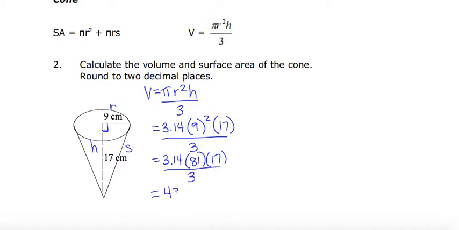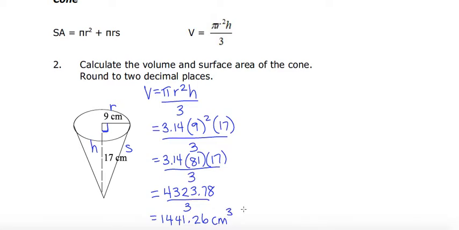If you wanted to simplify your numerator and then divide by 3, you can do that as well. So your final answer will be 1,441.26. So you can go right from this third step to the last step, or you can show this intermediate step. And my units are centimeters, and because it's volume, it's centimeters cubed.